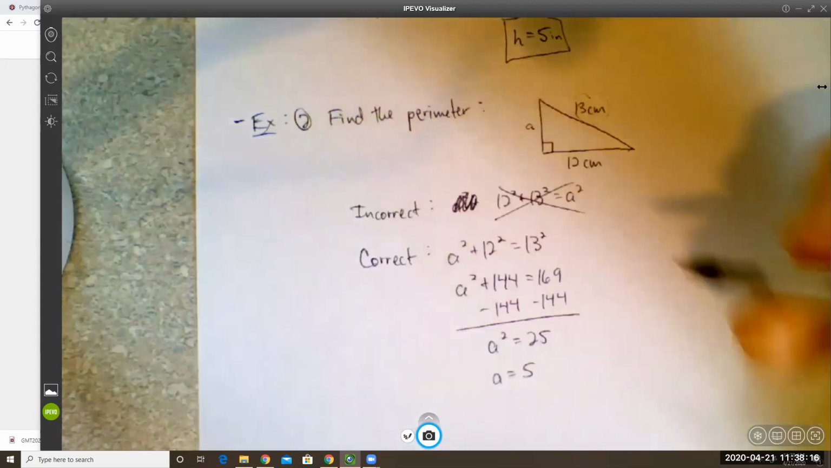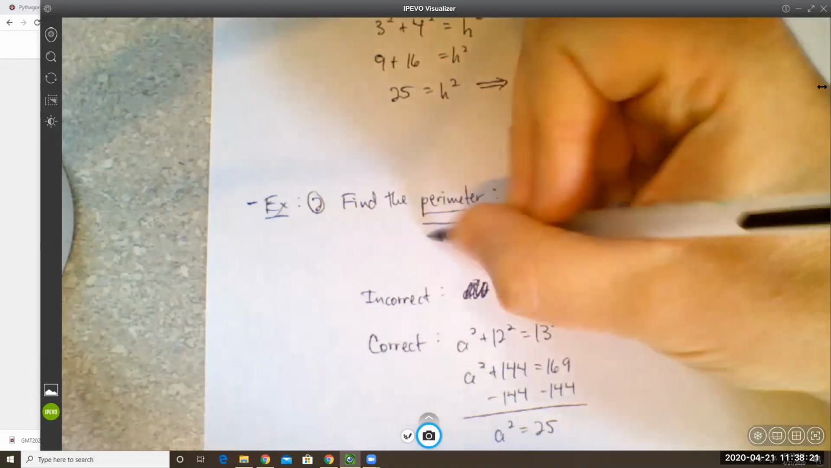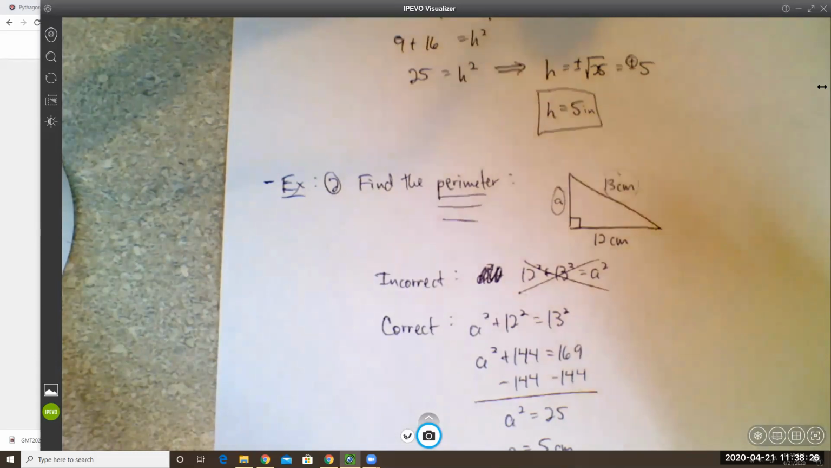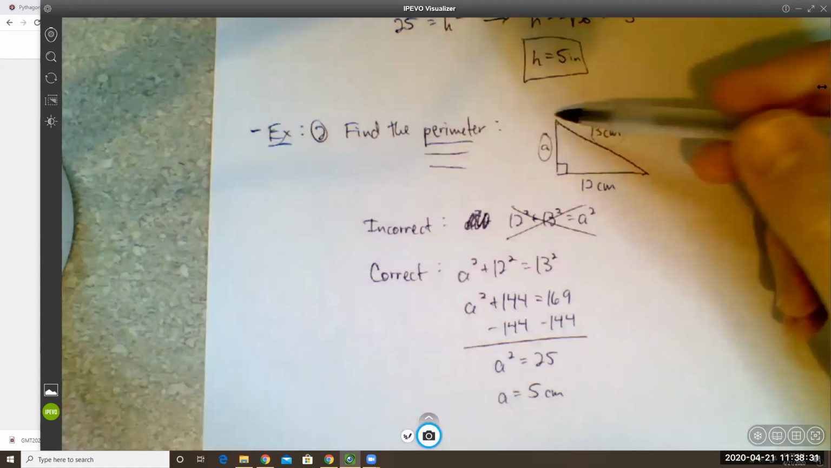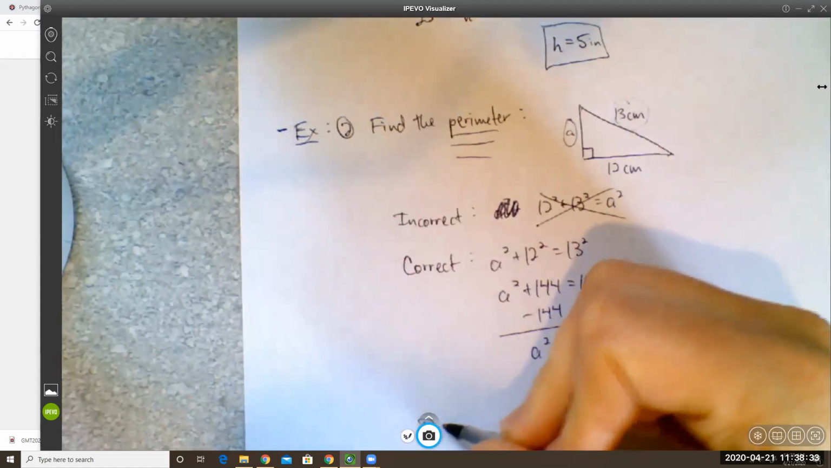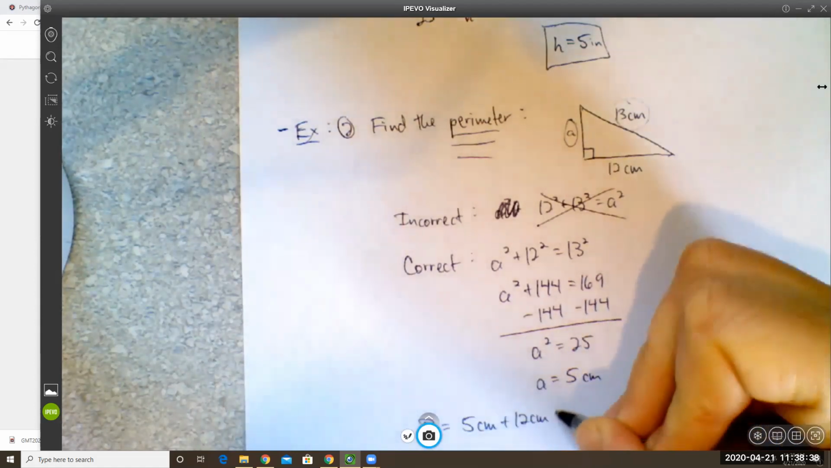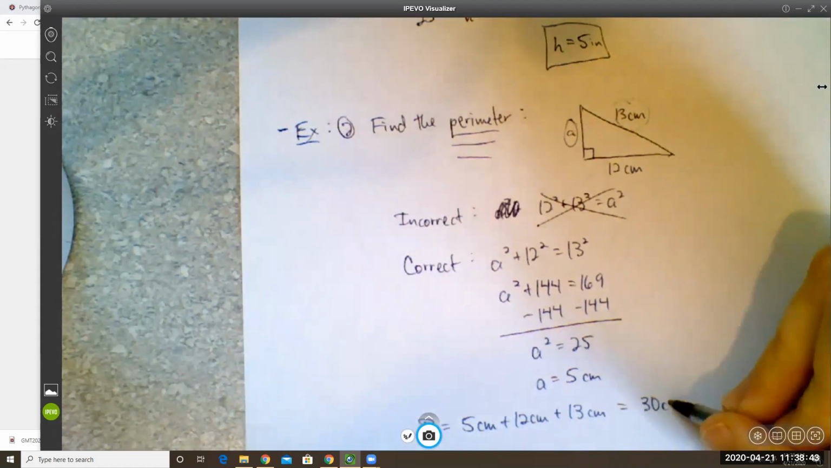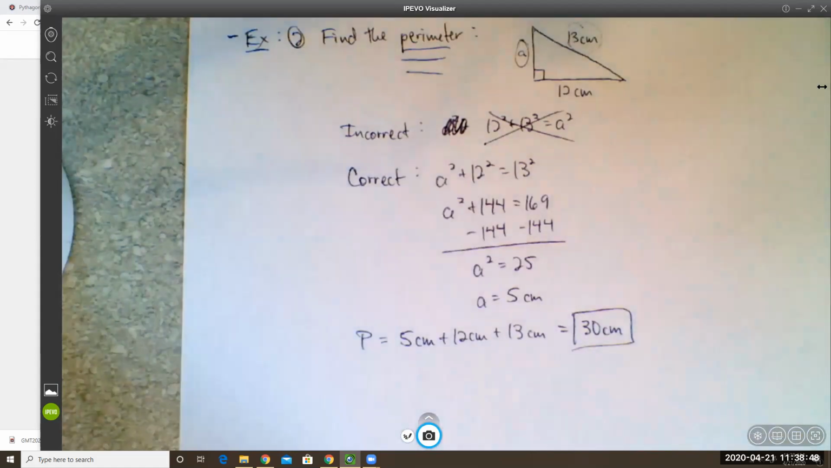That's okay. That's not our final answer, actually, because we were asked to find the perimeter here. And all we've done is found this missing side. So we have a little bit more work to do, right? We could say, okay, so then the perimeter is going to be 5 plus 12 plus 13, which comes out to 30. Okay, so 30 centimeters is the answer to that one.